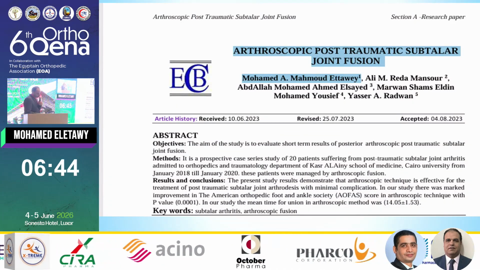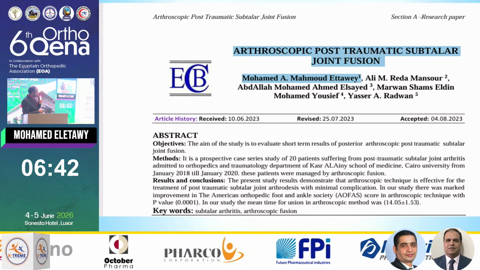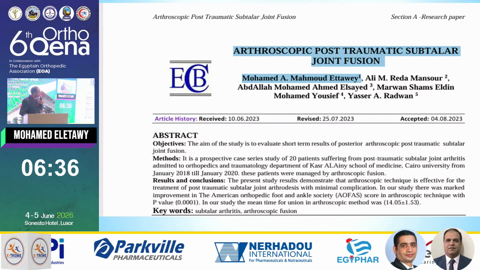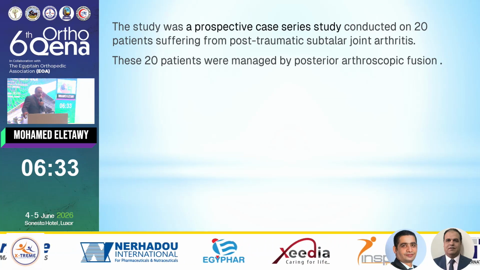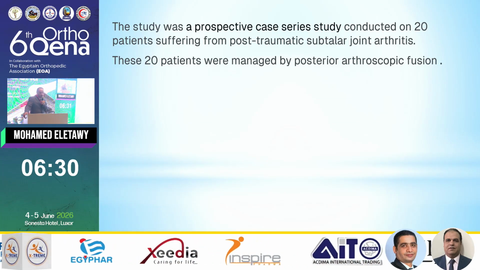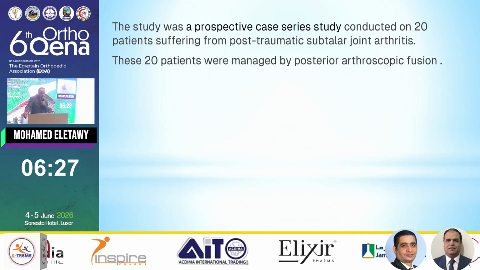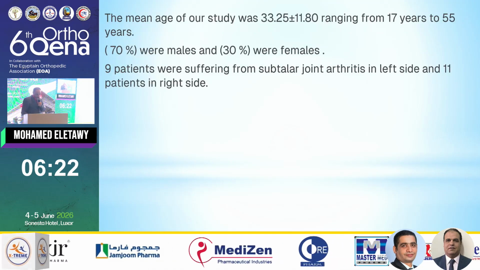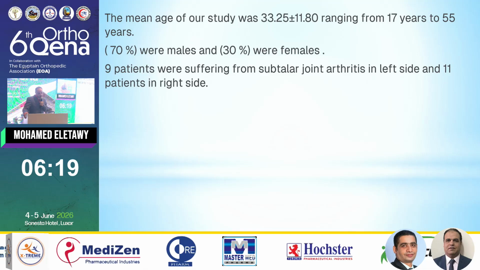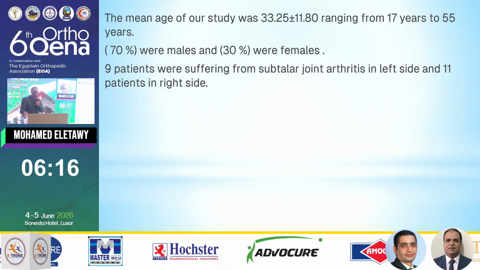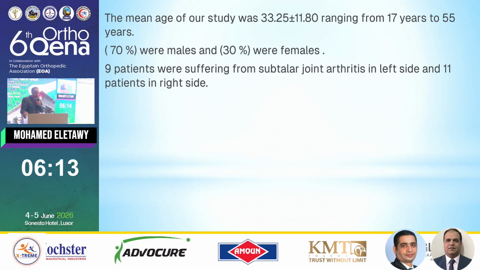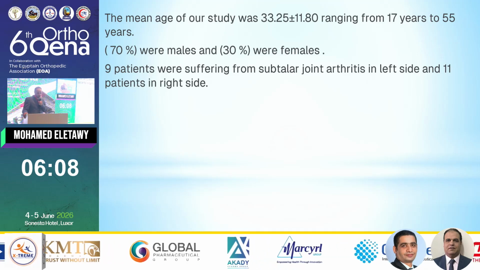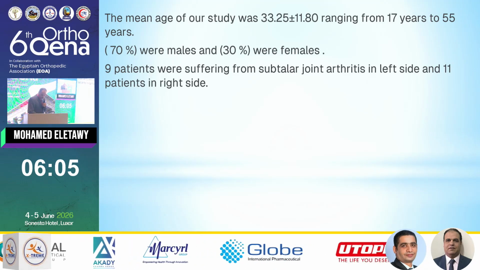This paper has been published in 2023, and the cases were post-traumatic subtalar joint arthrodesis. The study was a prospective case series conducted on 20 patients suffering from post-traumatic subtalar joint arthritis. These 20 patients were managed by posterior arthroscopic fusion. The mean age was 33.25, ranging from 17 years to 55. 70% were male and 30% were female. 9 patients had subtalar arthritis on the left side and 11 on the right side.